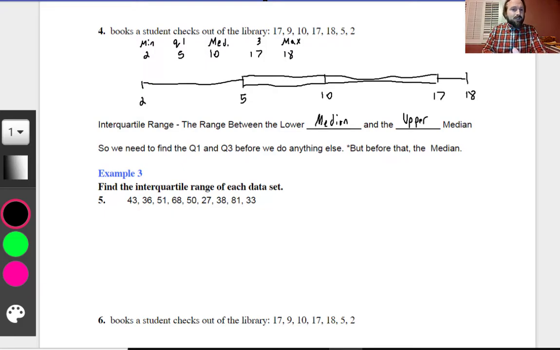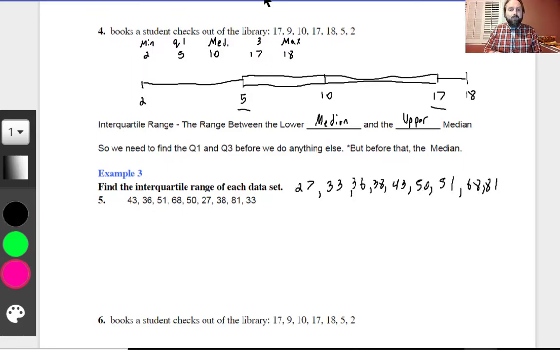So basically, if we look at this number 4 right there, it's between 5 and 17. What's 17 minus 5, everybody? All right, it's 12. So we need to figure out what the Q1 and the Q3 is before we can do anything else. And before that, we probably need to do the median. So let's do example 3. So I'm going to put this together and then go from there.